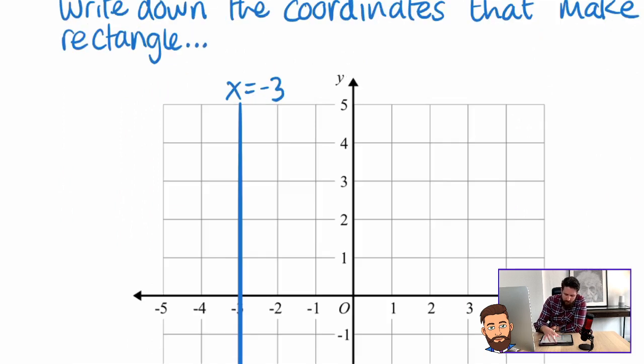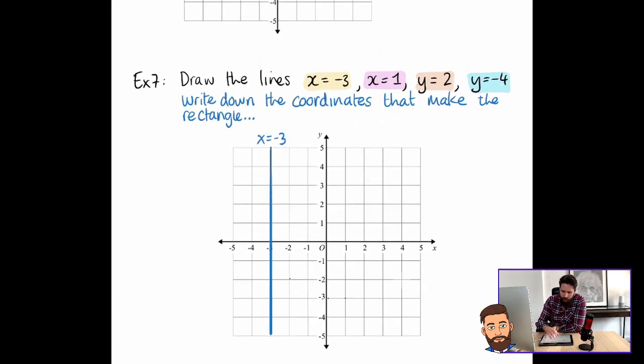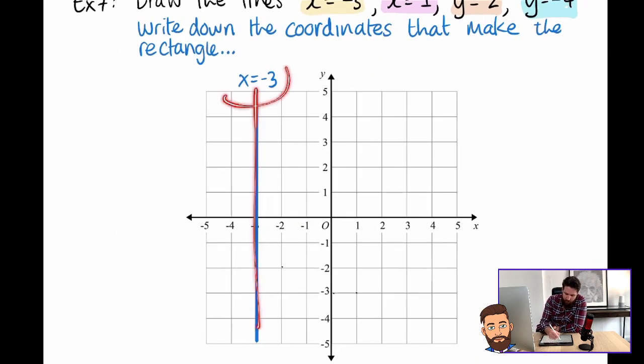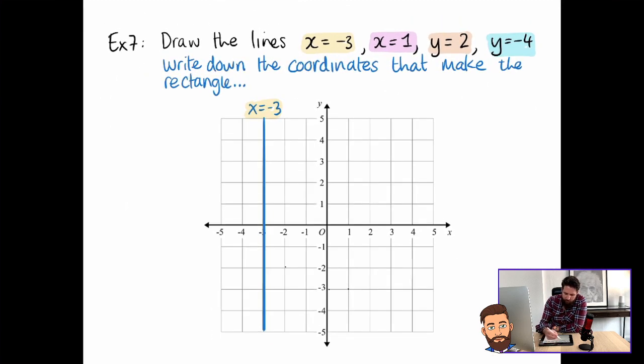And a really good tip, whenever you draw lines, label them. Label them so you know which one's which. So I've just drawn x equals -3, so I'm going to label it x equals -3. X equals 1. What does that mean? Again, it's a straight line that goes through the x-axis at 1. So it's going to be a line that comes down through here.